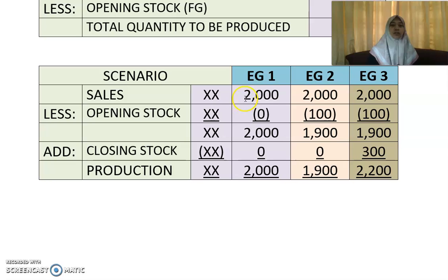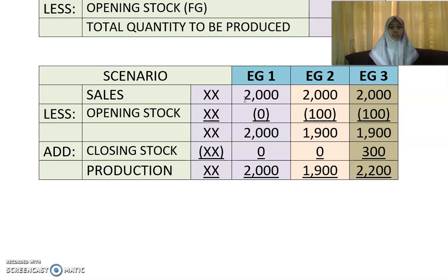So how many units that you want to sell? Just now, we have decided that we want to sell 2,000 units. What products that we are producing? For example, we want to sell t-shirts. Okay, so you want to sell 2,000 units. So how many units that you have in stock? I don't have any opening stock from the previous month. Okay, so that will be 0.